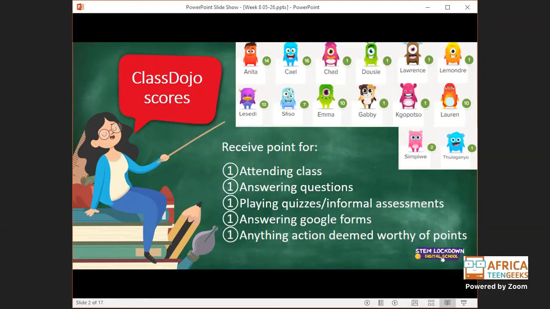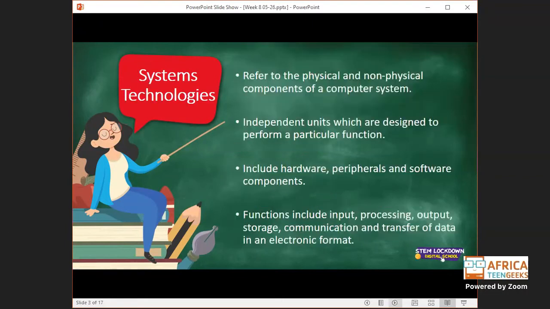It doesn't matter. Okay, so system technologies, that's a part of CAT that refers to the physical and non-physical components of a computer. So all the hardware and software and independent units which are designed to perform a particular function. So everything that helps the computer function as well. So this includes the hardware, peripherals, and software components. So this is a lot of the computer software as well as the hardware. Okay, so the function includes input, process, output, storage, communication. So it's the complete cycle and transfer of data in an electronic format.